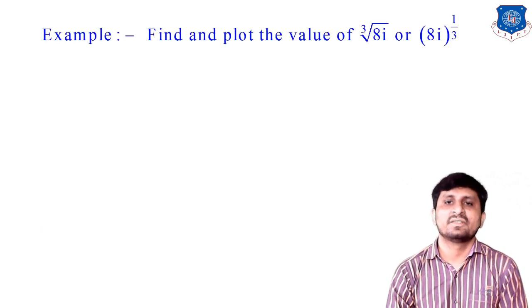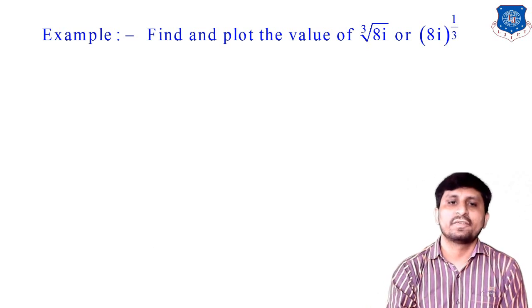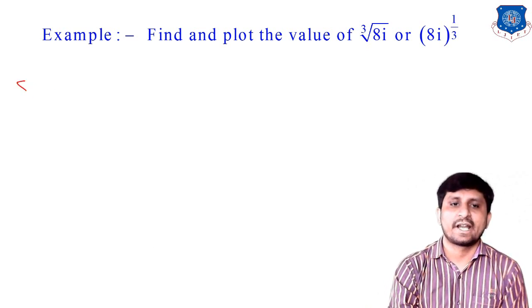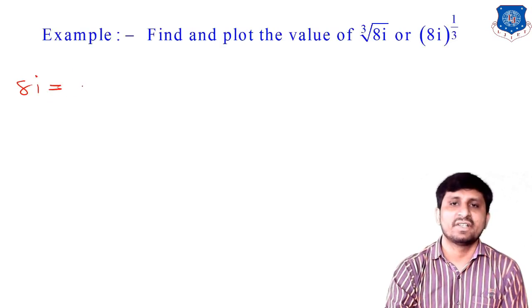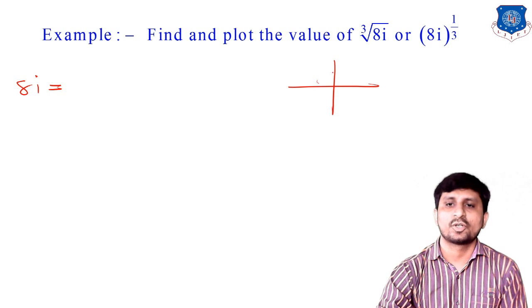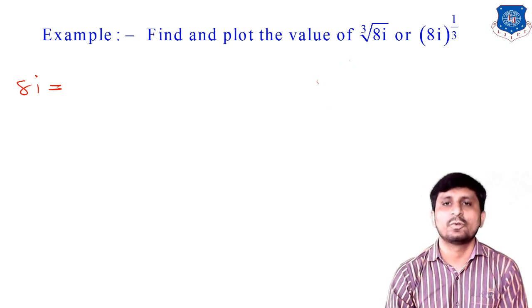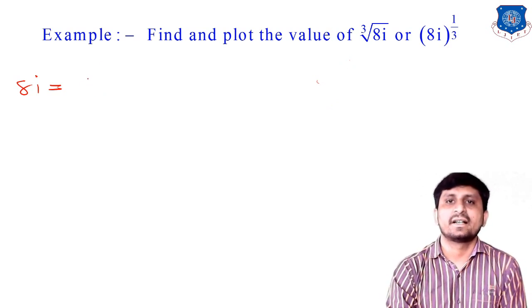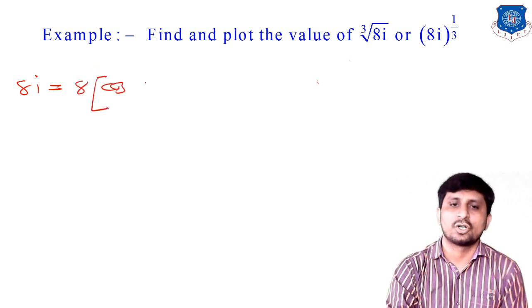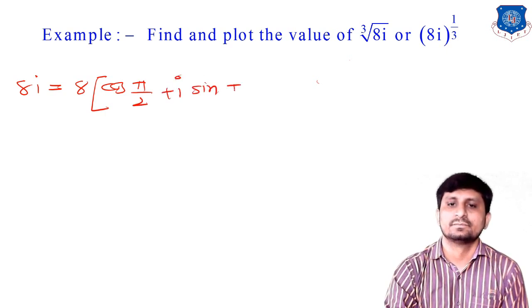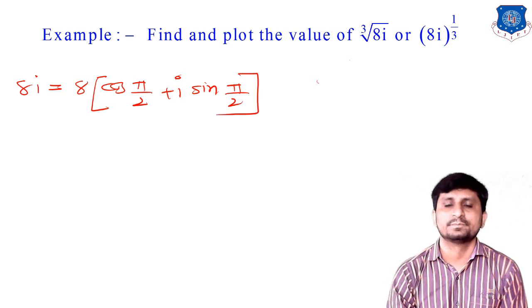Let's solve one more example. Find and plot the values of the cube root of 8i. So first of all I want to write 8i in polar form. 8i means now you are on the positive y axis, right. Here i, then 2i, and then 3i, 4i up to 8i. So for that theta is pi by 2 and r is equal to 8. So we can write 8 into cos pi by 2 plus i sin pi by 2, okay, clear.